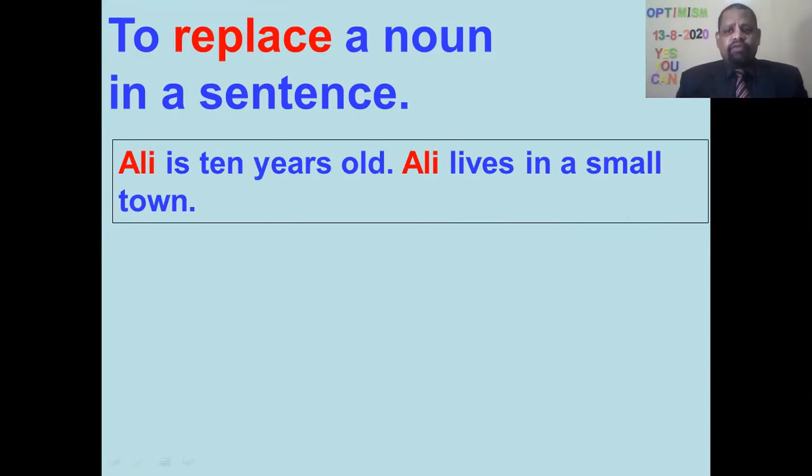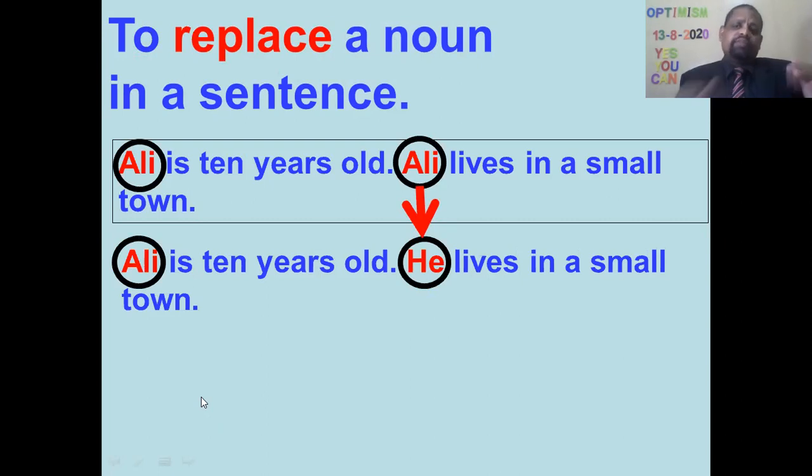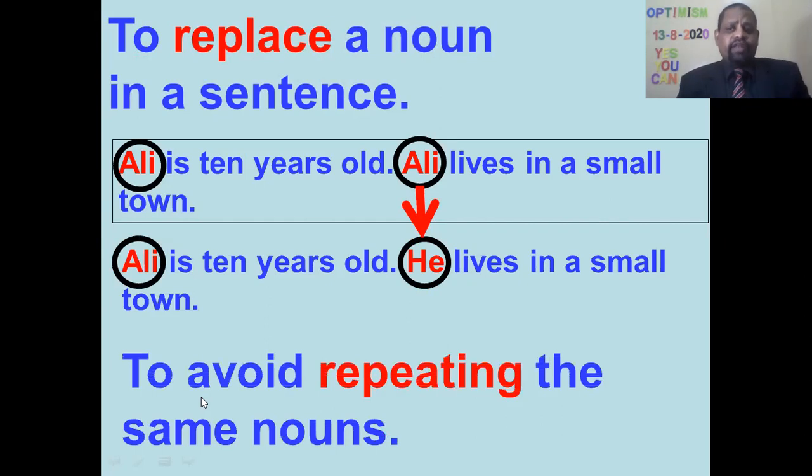I'd like you to read this example with me, please. Ali is 10 years old. Ali lives in a small town. We don't need to repeat the same noun more than 2 or 3 times. We can write the same sentence in another way. Ali is 10 years old. He lives in a small town. You can see that we replaced Ali with he. This is the main purpose of using pronouns: to replace the noun, not to repeat the same noun. Why do we need to replace the noun? To avoid repeating the same noun, and it makes your writing more interesting. That's good.